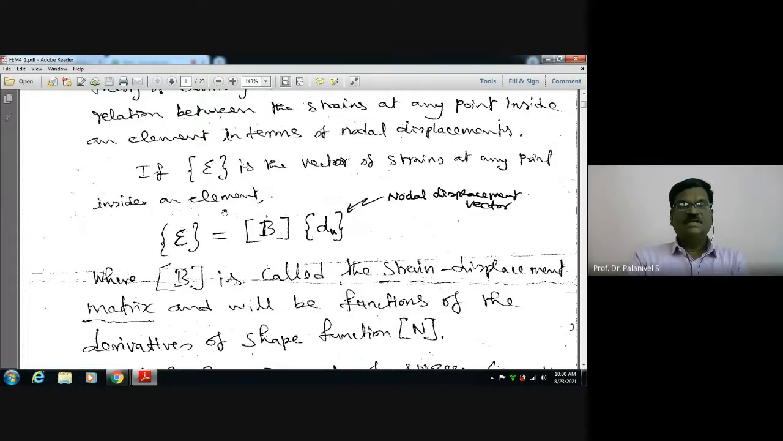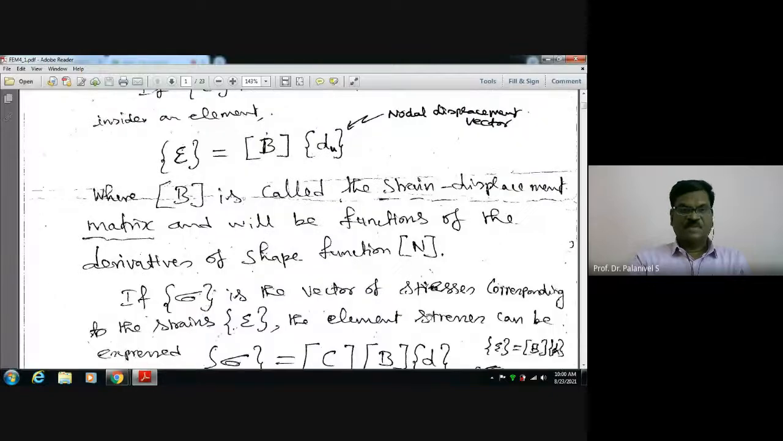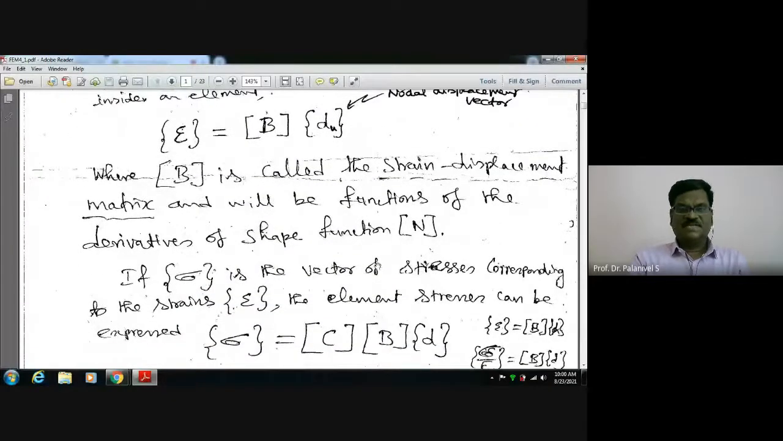That is equal to N, isn't it? So ∂N into δ, the nodal degrees of freedom. So the derivatives of the shape function. We are applying the derivative of the shape function. That we call the strain displacement matrix, and it will be a function of the derivatives of the shape functions N. Okay, we will discuss further. This way we can obtain the strains in an element. In that we come across this strain displacement matrix.